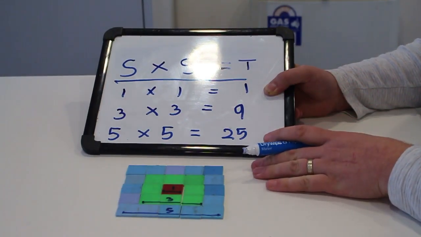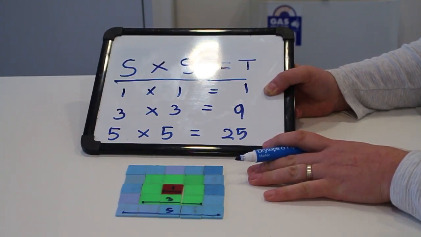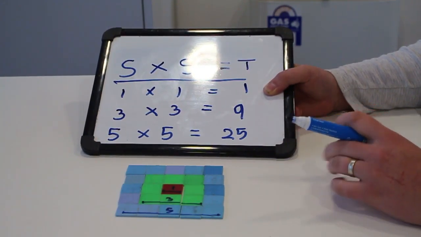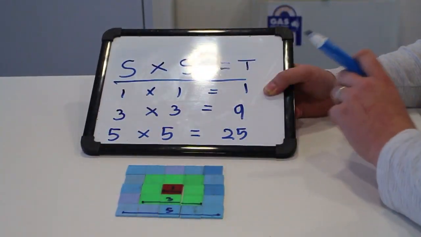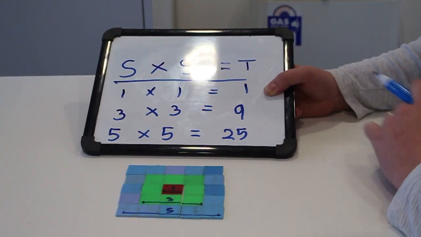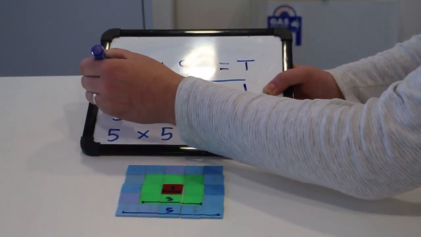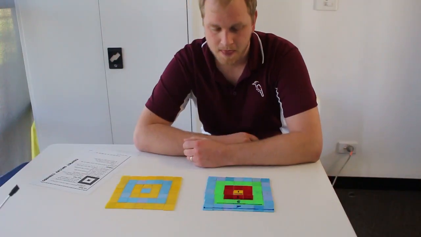So you can see that this one rule is going to work and help us be able to find the total no matter what size the biggest square is. Even if the biggest square was 50 long, then we would have 50 multiplied by itself, multiplied by 50, so I think we would end up with something like 2,500 would be the total. So this is a rule now that we can use for anything.